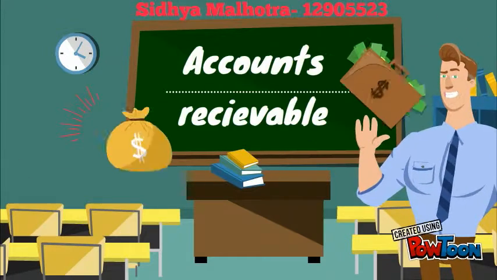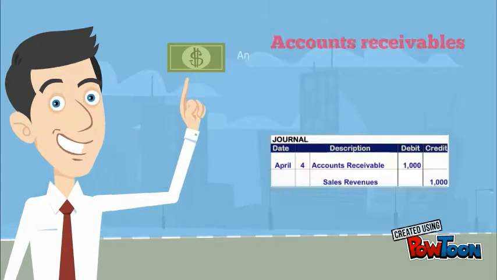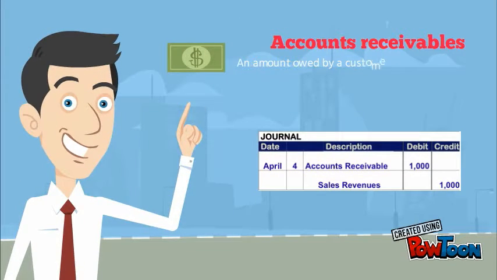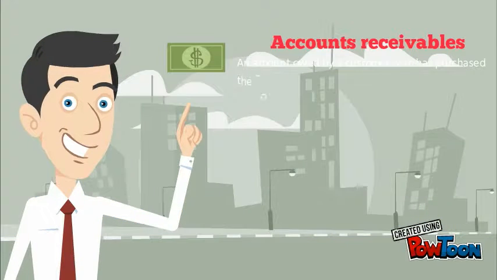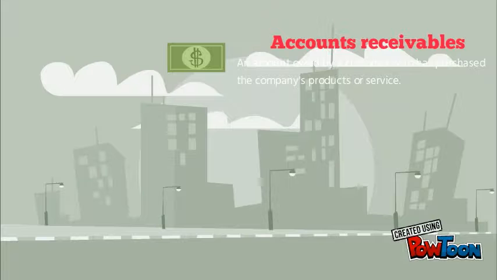Today I'm going to explain the concept of accounts receivable. An accounts receivable is an amount owed by a customer who has purchased the company's product or service but will repay it at a later date. This accounts receivable is recorded as an asset.